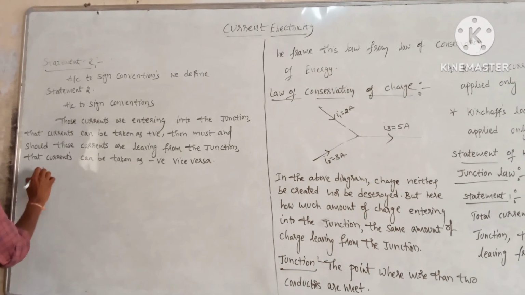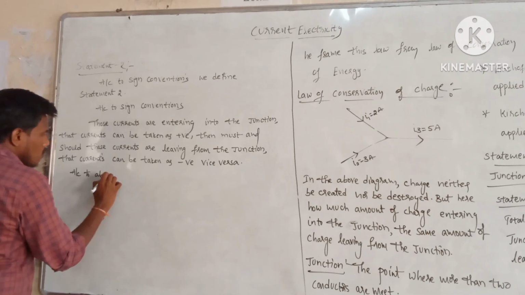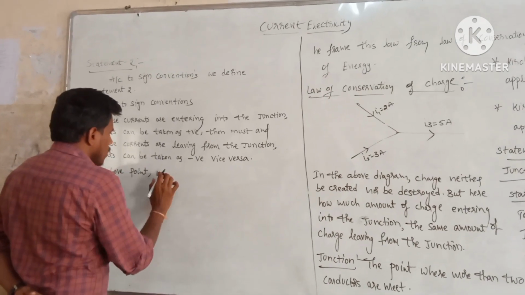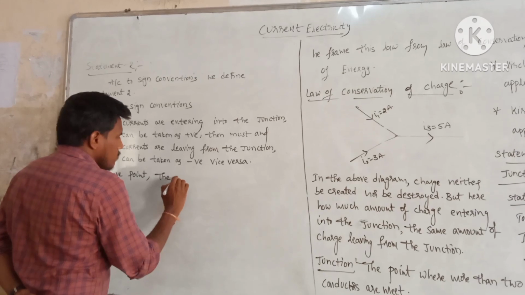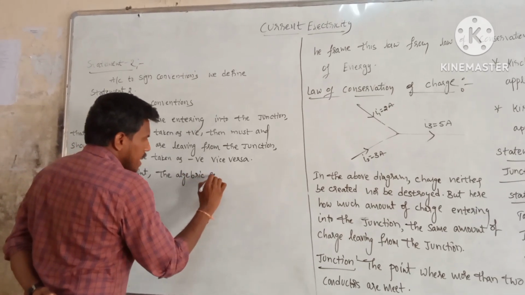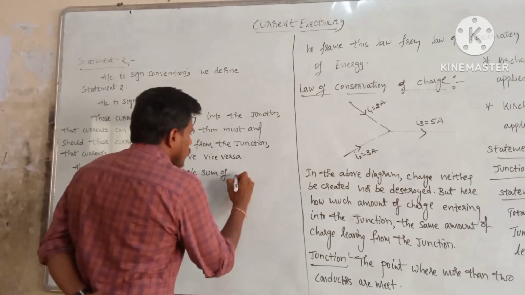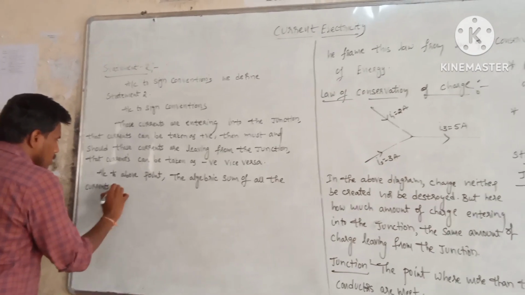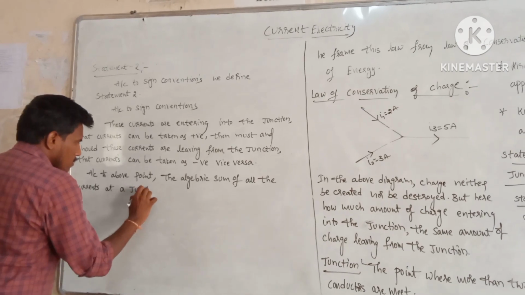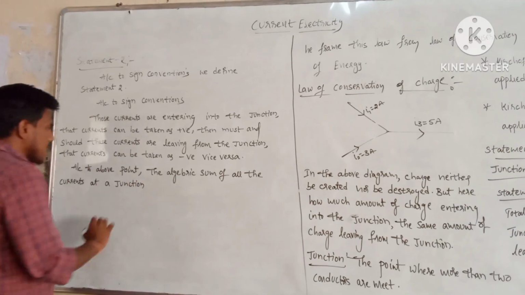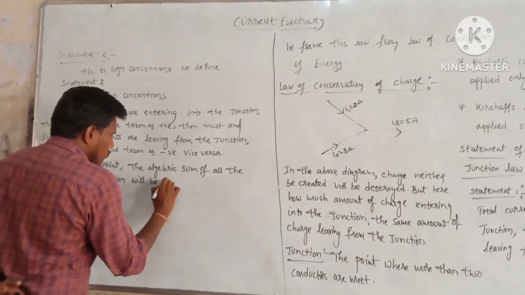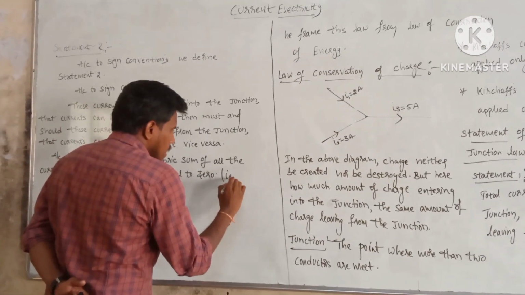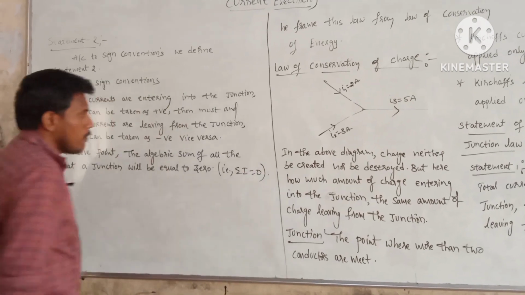So according to the above point, the algebraic sum of all the currents at a junction will be equal to 0. That is, sigma I should be equal to 0.